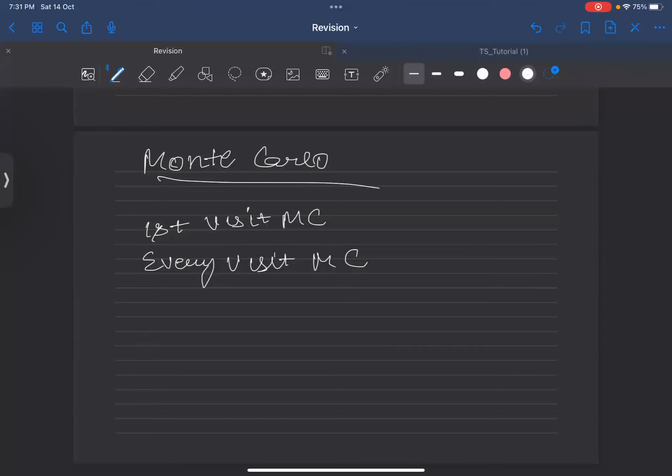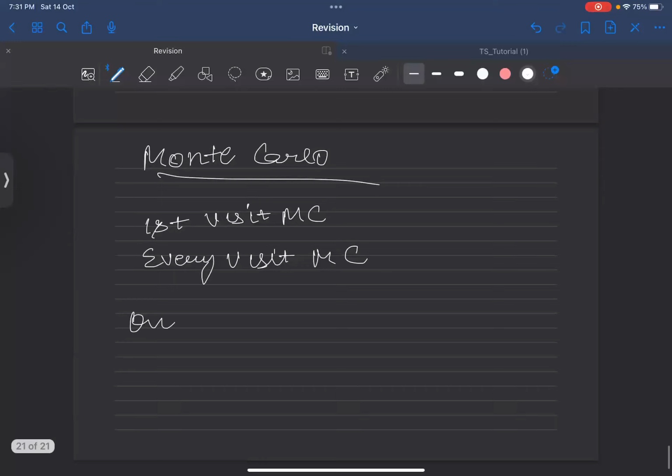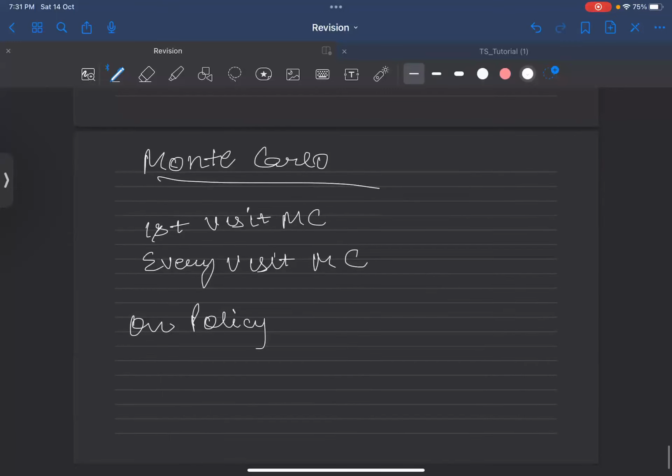Now coming to on policy and off policy. Can someone tell me what is on policy Monte Carlo? What is off policy Monte Carlo?